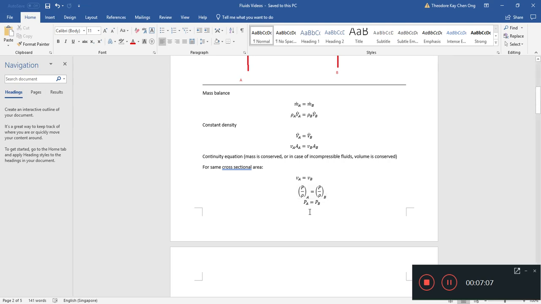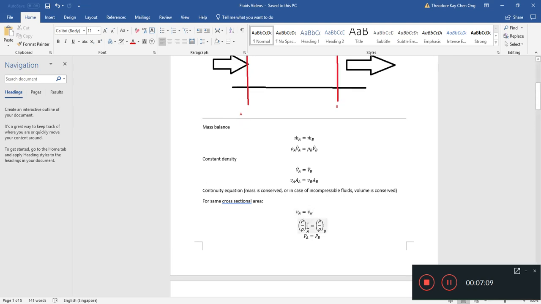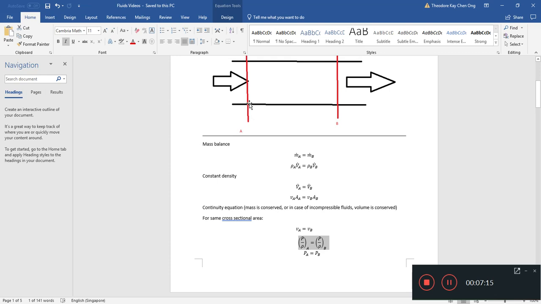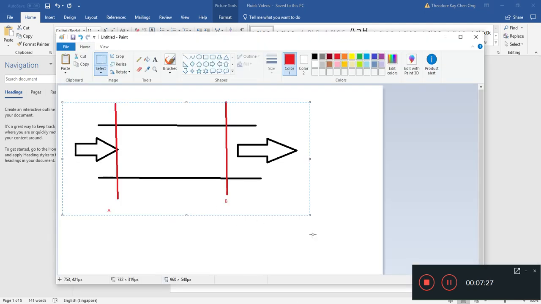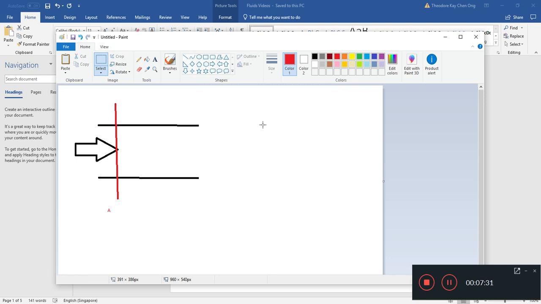If you want to measure flow rate, you'll have to do something a little different. If you want a pressure variation between A and B, we'll need to change this. We'll need to change the velocity between A and B. And how are we going to do that? Instead of having this, we're going to have this instead.